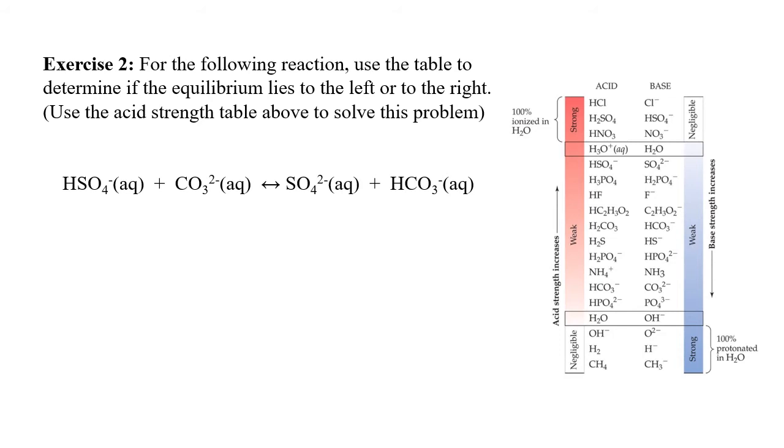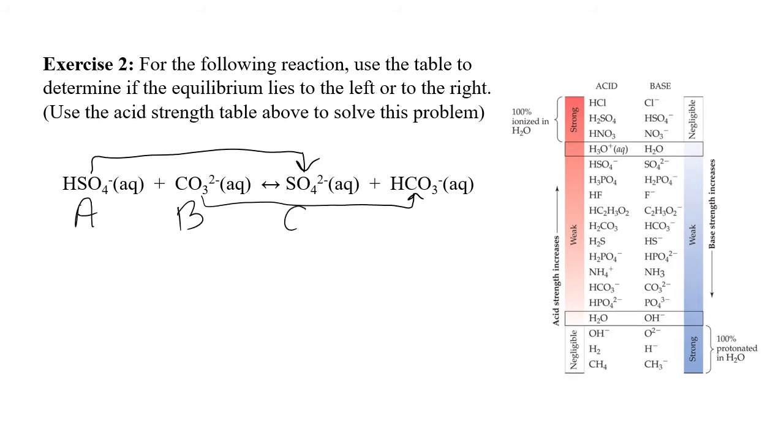Let's look at exercise 2. Same concept. We're going to use the table to the right to do the same type of analysis. First, identify the acids and bases. So look at HSO4-. HSO4- loses a proton. That means it's the acid. See, it has lost a proton. Carbonate has gained a proton. That's the base.